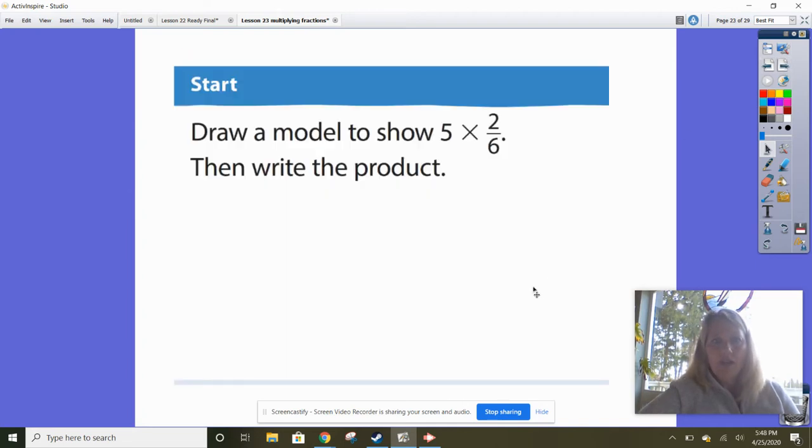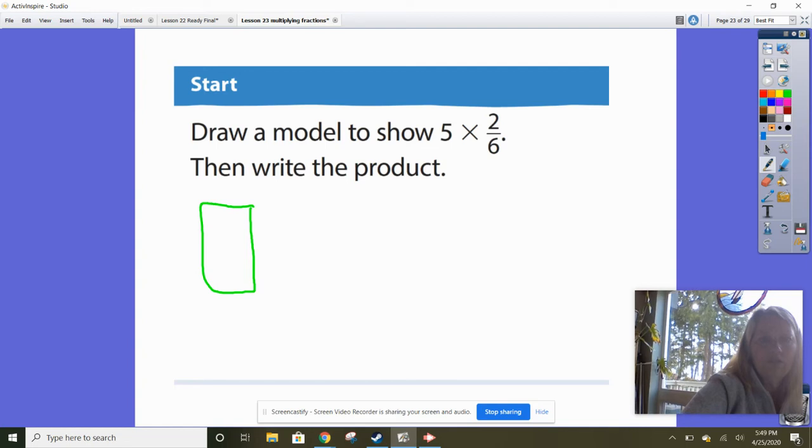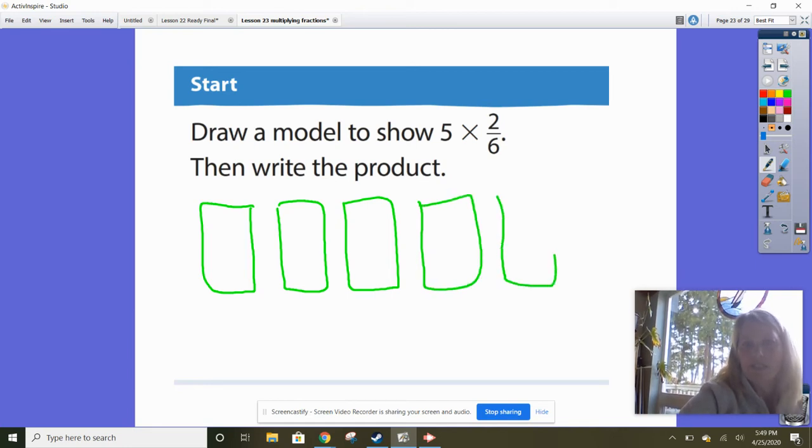Day 3. First, we're going to draw a model to show 5 times 2/6, then write the product. So grab your whiteboard and give it a go. You can push pause and then check in, or you can do it with me. We need 5 times 2/6. I'm going to go ahead and do an area model. So I need 5 models because I'm going to need 5 of 2/6.